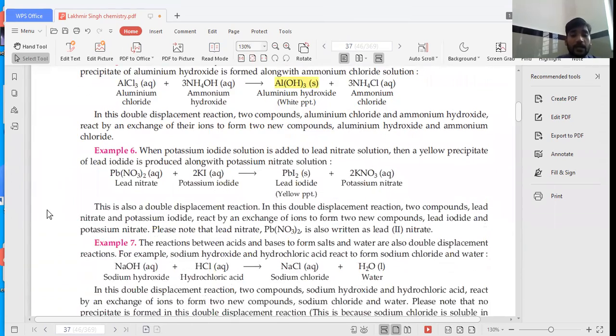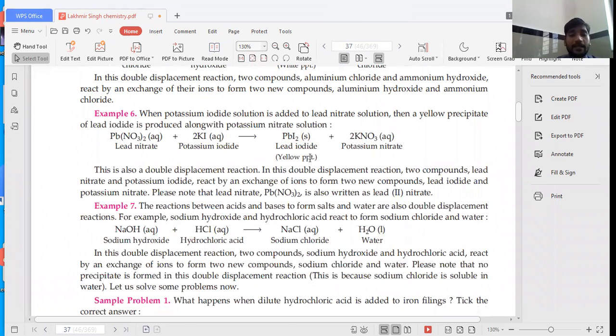Lead nitrate with potassium iodide will form the lead iodide yellow precipitate, right? Yellow color का precipitate मिलेगा आपको यहाँ पर, और silver nitrate will be formed. Apart of this, NaOH plus HCl gives NaCl plus HOH. Okay, this is a reaction in which no precipitate is formed.